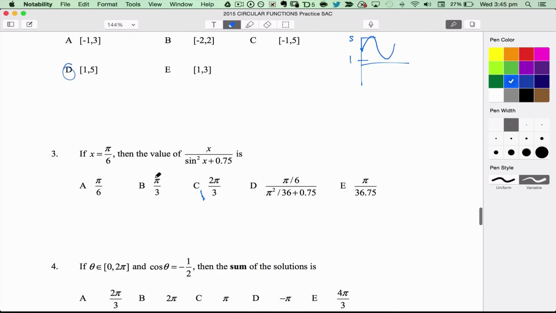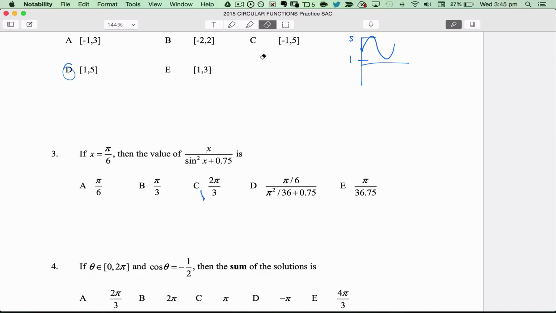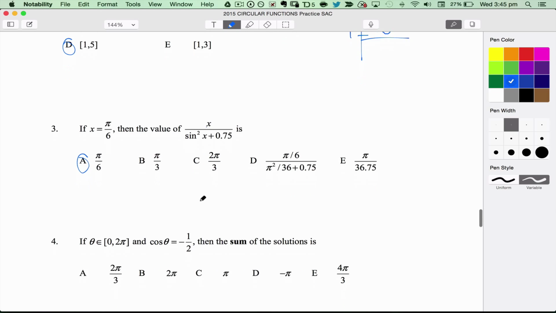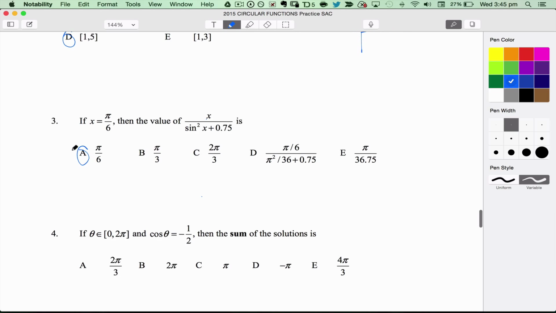If x equals pi over 6, then the value of this is, I would straight away throw this all into my calculator, and you should end up with pi over 6, as long as you've got your calculator in radians mode and in standard, not decimal.